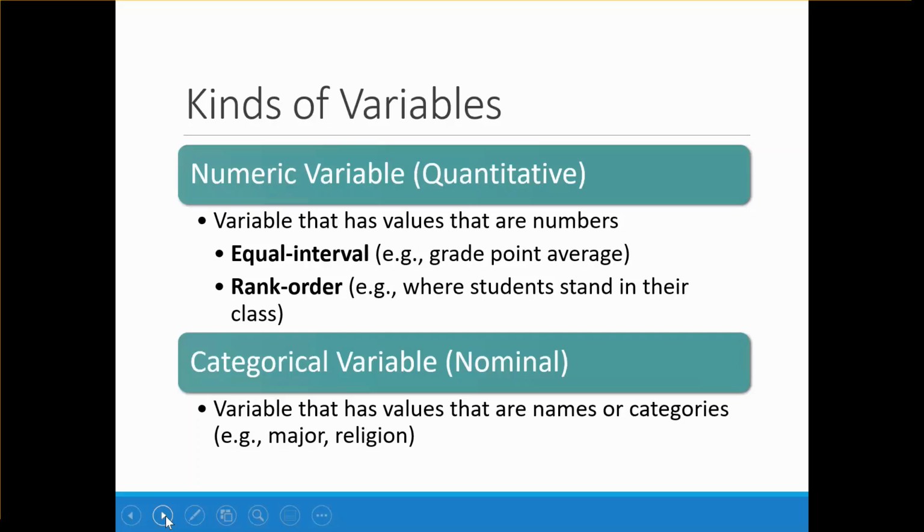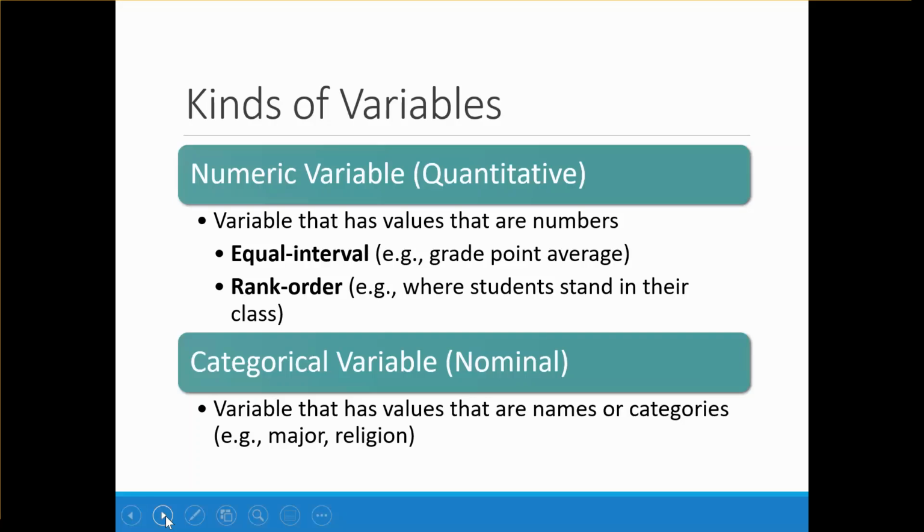And then you also have a rank order, and those are not necessarily equal in between them, but they are just the order that things come in. So it could be the order that people came in a race. It could be the grade that they are in their class. You know, like their standing in their class if they are valedictorian, or first or second or third in their class. So those kinds of things. So rank order is a different type of quantitative variable. So it could be a number.